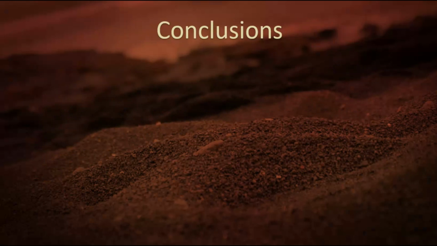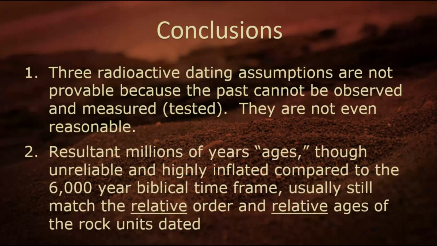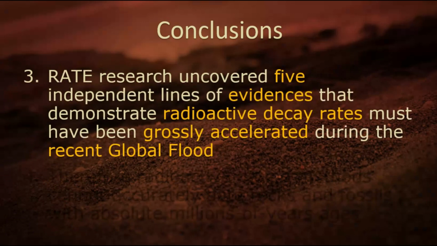Now I have a conclusion of everything. Conclusion 1: The 3 radioactive dating assumptions are not provable because the past cannot be observed, measured or tested. They're not even reasonable. They result in millions of years of ages that are unreliable and highly inflated compared to the 6,000-year biblical time frame, yet usually still match the relative order and relative ages of the rock units dated.